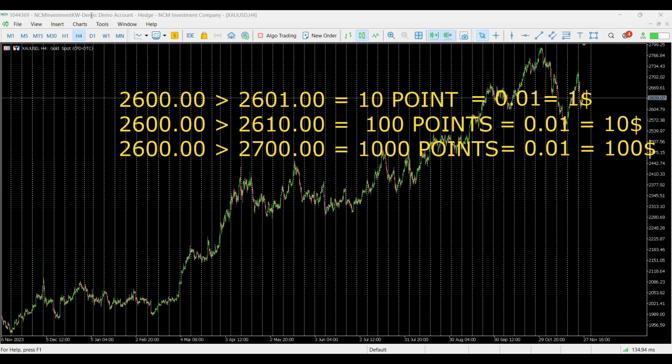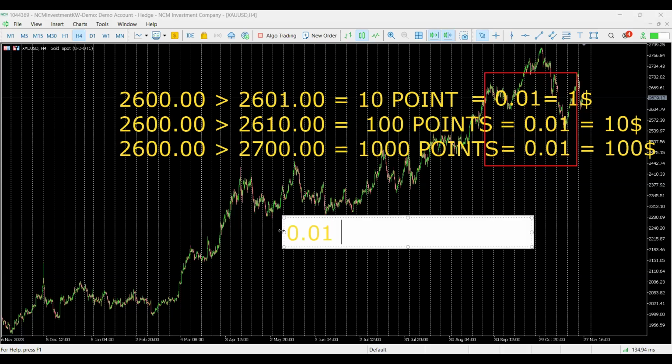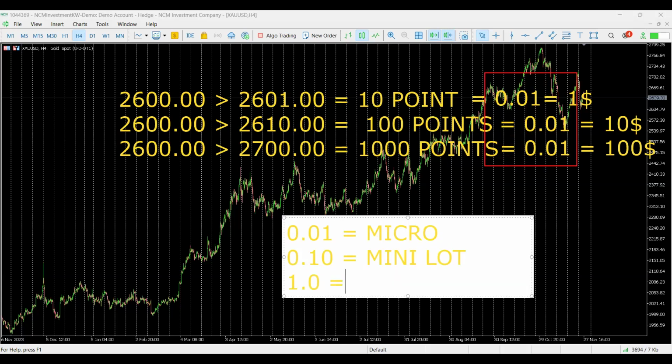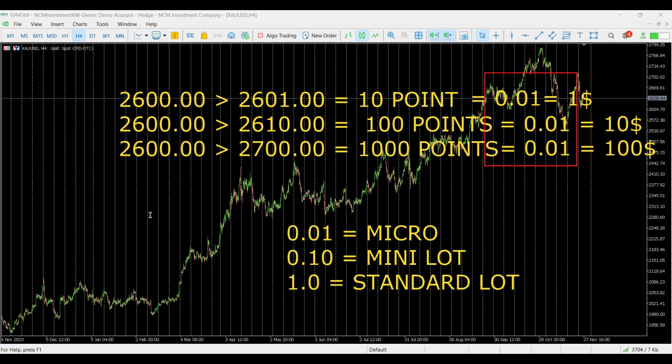I have used the lot sizes for you. There are 3 kinds of lot sizes. 0.01 is the smallest lot. It's called a micro lot. Then you have 0.10, which is called a mini lot. And then you have a full 1 contract or 1 lot. This is called a standard lot. I'm not going to go into mini lot or standard lot. I'm not going to discuss the point sizes. So take a screenshot if you wish.